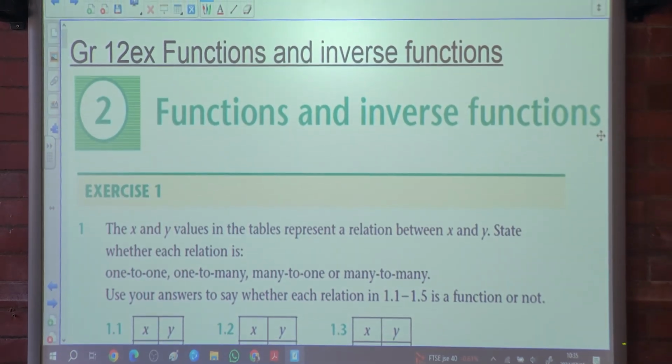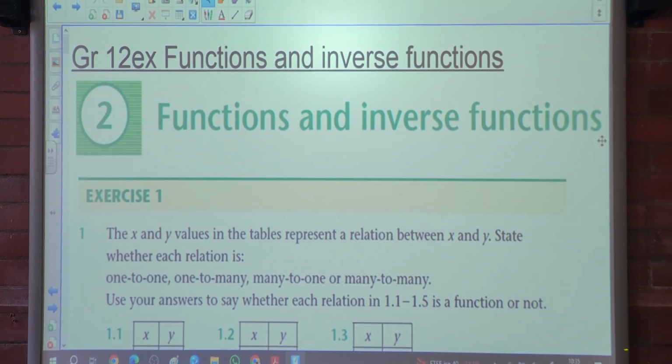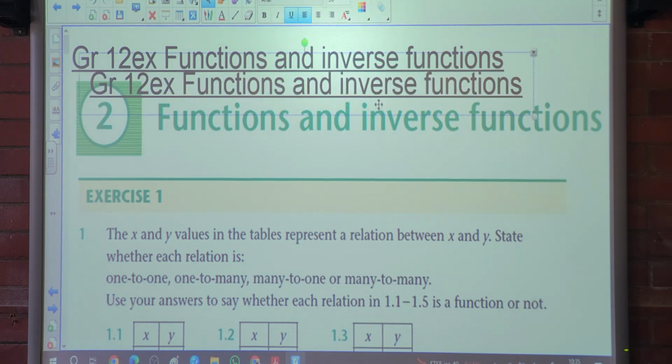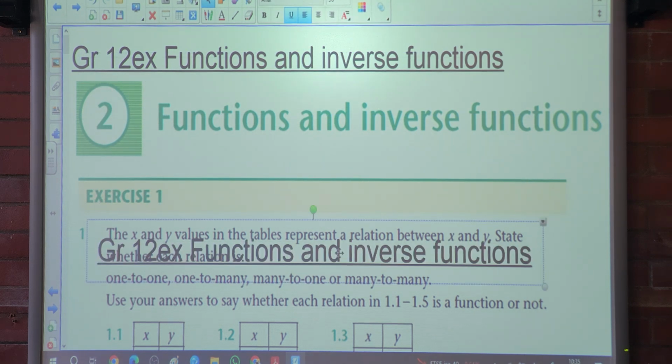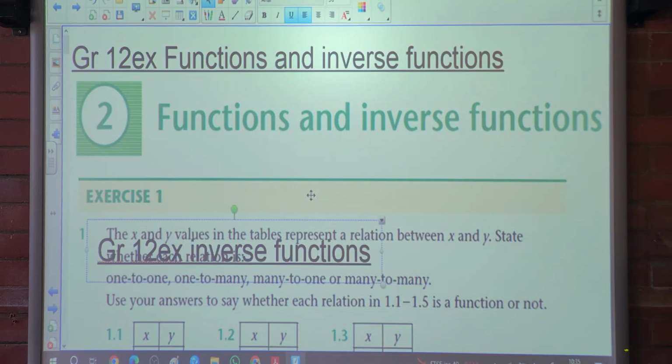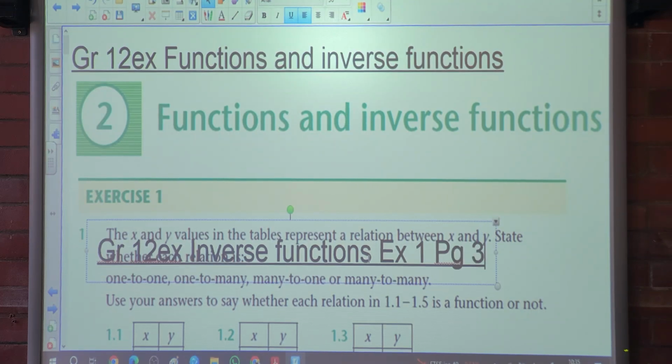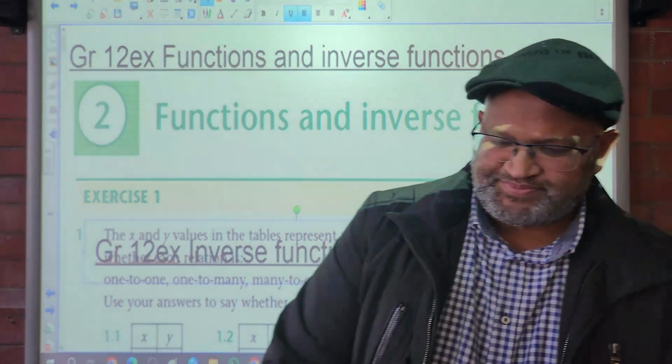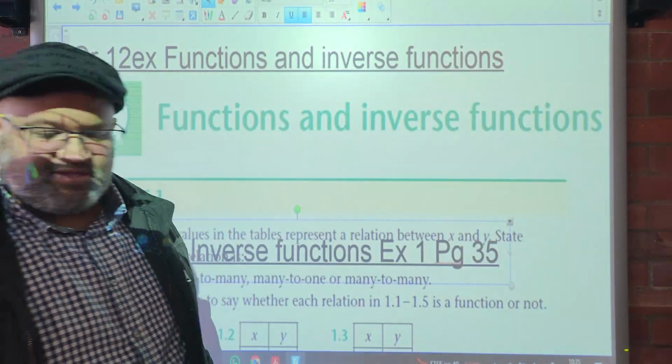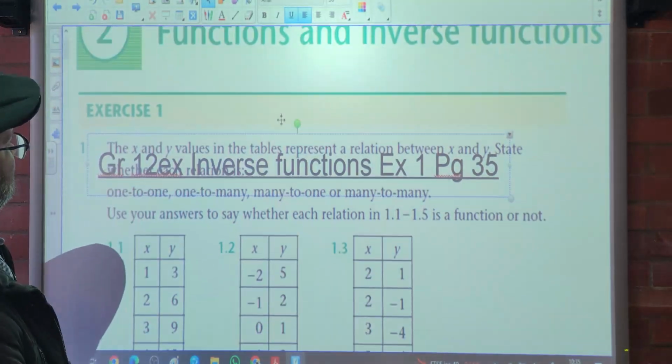Okay, good morning class. So today we're looking at exercise 1 on functions and inverses, or inverse functions. This is exercise 1 on page 35. Okay, so at this point you guys have concluded the exercise already. So let's go with it.